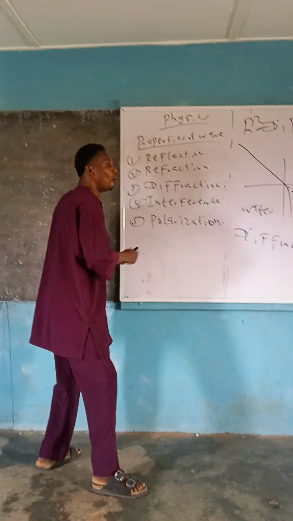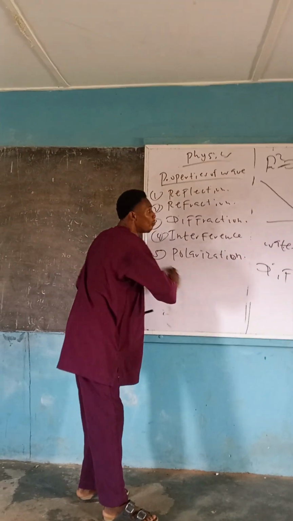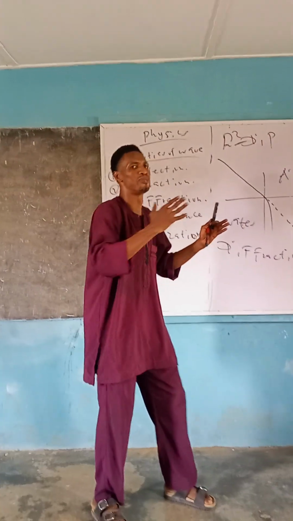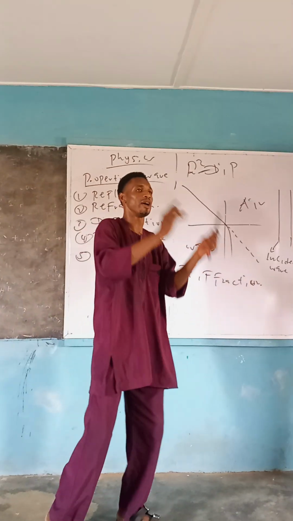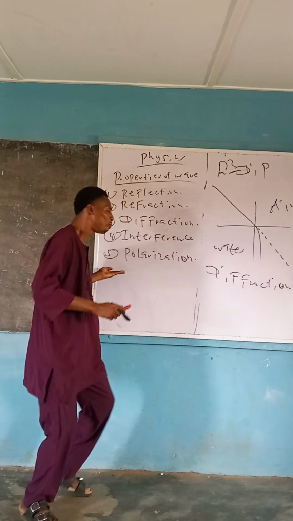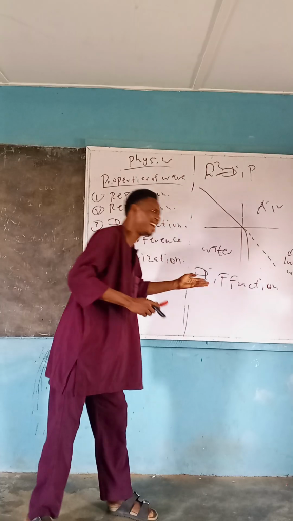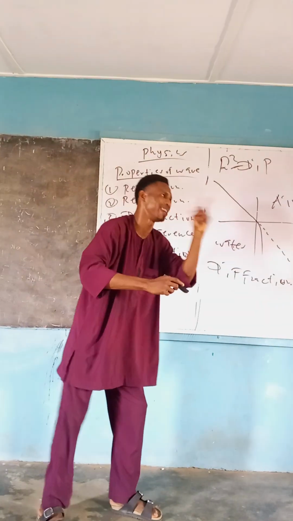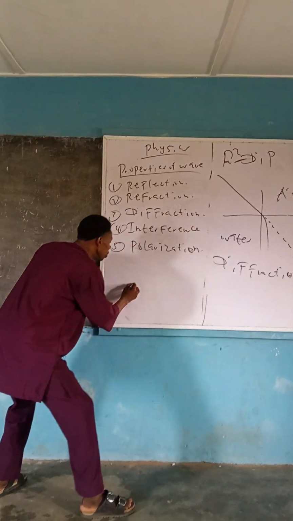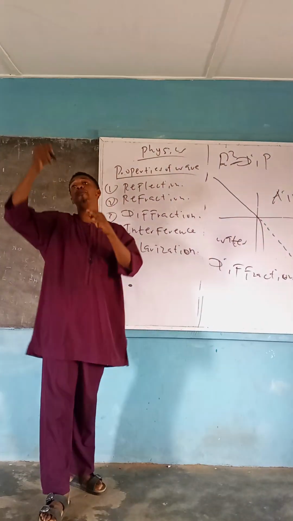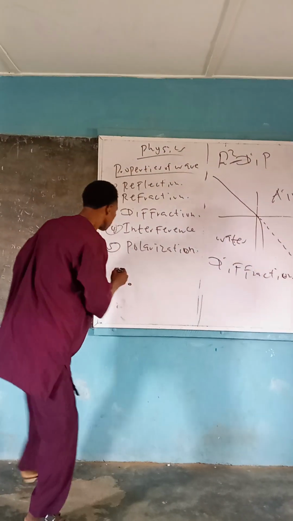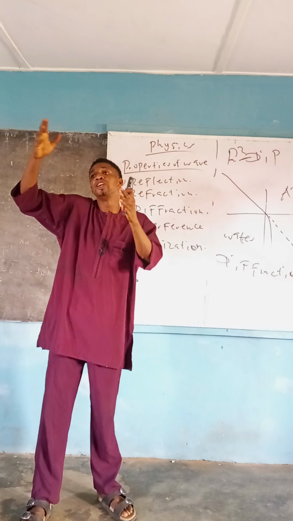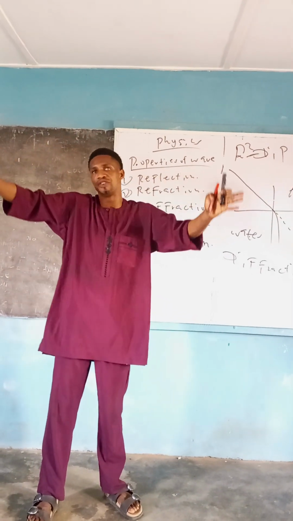Now let's go to number five, polarization. What is polarization? Polarization is the process of making a wave vibrate in a single plane or in one direction. Imagine you have put a bulb in a dark room. When you switch on that bulb, the light from the bulb shines in all directions of the room.